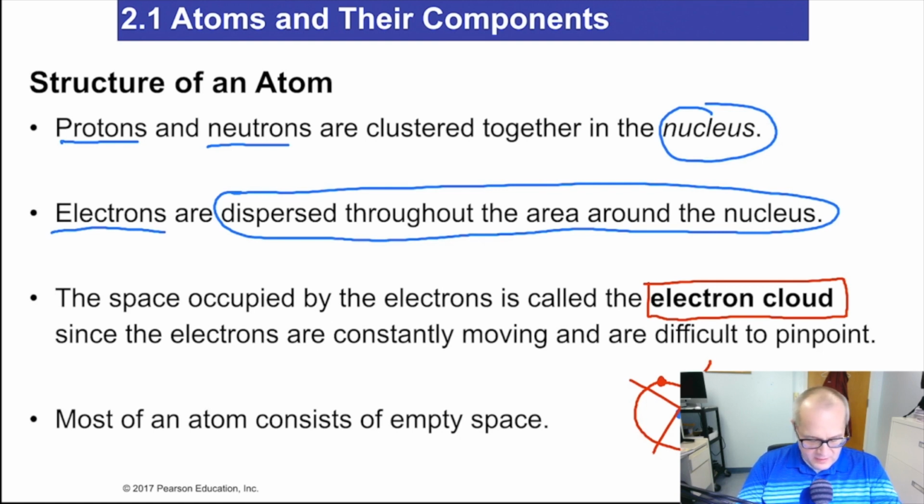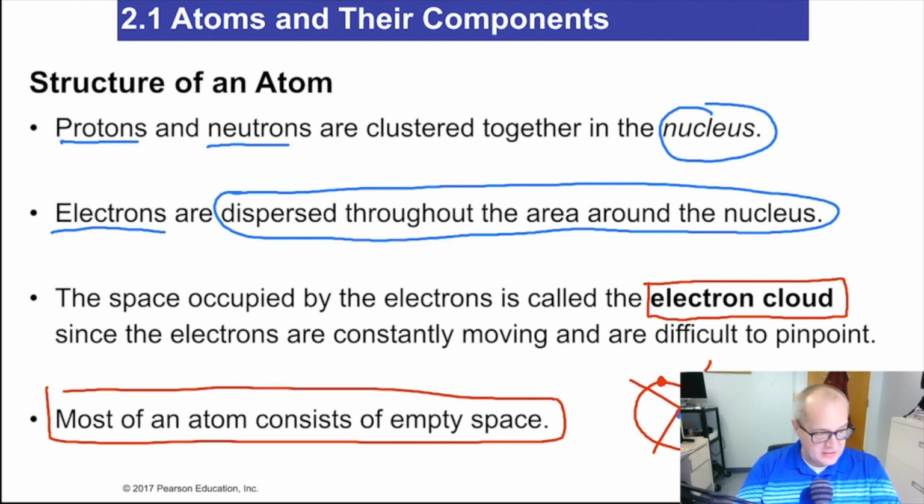Now, an atom is also a lot of empty space. There's just a lot of space in there. That's because the distance between the nucleus and the electrons is, relatively speaking, very large. Also, the electrons don't take up a lot of space. So there's a lot of empty space going on in an atom.